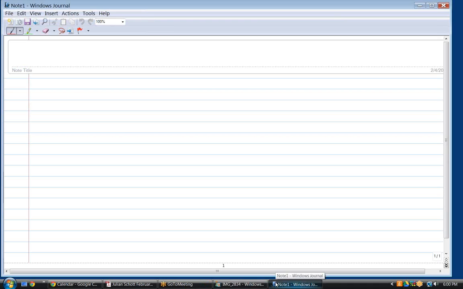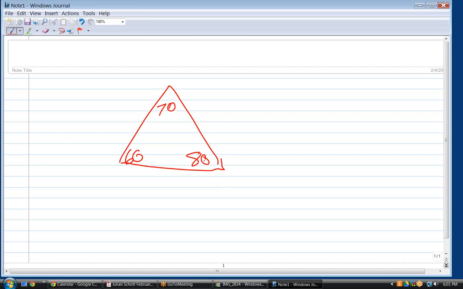Okay, let's talk about the law of sines. In any triangle, let's say 60, 70, 80. Hold it. You can't have a 60, 70, 80. I meant 50, 60, 70, so that it totals 180. If I label that A, B, C, and then label the sides as little c, little a, and little b, no matter the triangle, the ratio of the sine of an angle to its opposite side is the same, regardless of which one you choose.